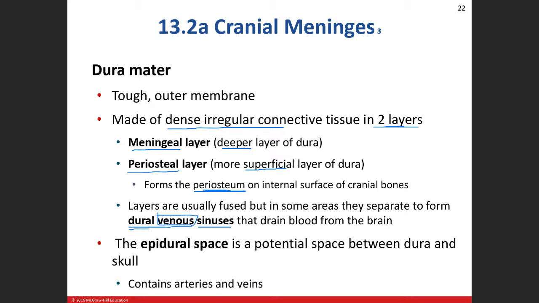Dural, named after the meningeal layer that separates. Sinuses, because there's a space there. Think of sinuses as spaces. And then venous, we're just telling you what's in that space.